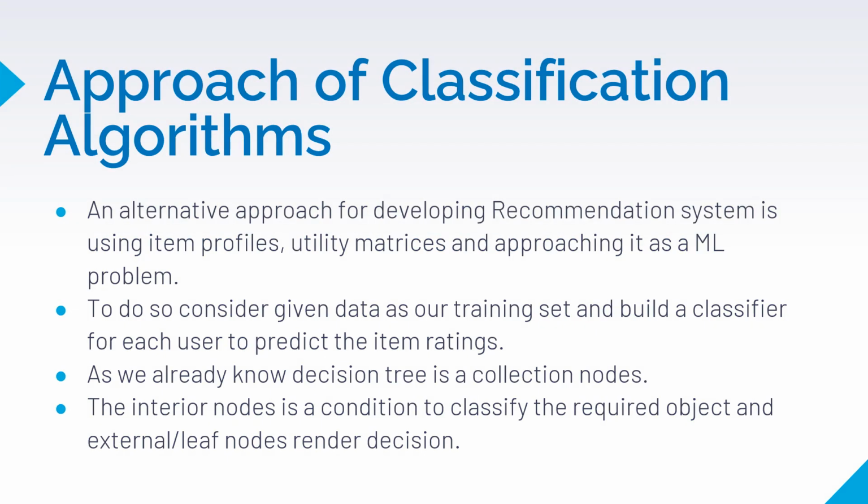An alternative approach for developing recommendation systems is using item profiles, utility matrices, and approaching it as an ML problem. To do so, we can consider the given data as our training set and build a classifier for each user to predict the item ratings. As we already know, a decision tree is a collection of nodes. The interior nodes are conditions to classify the required object, and the leaf nodes, or external nodes, act as a rendering decision node.